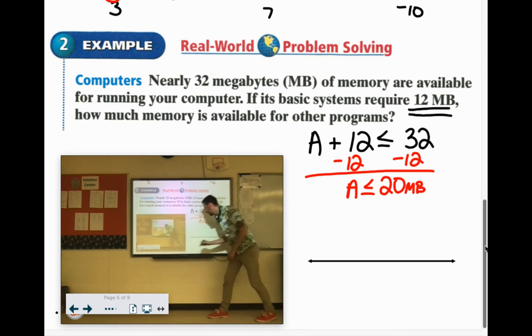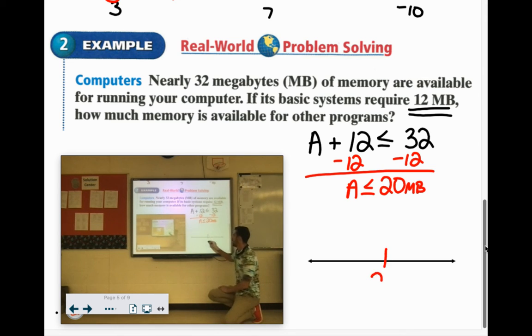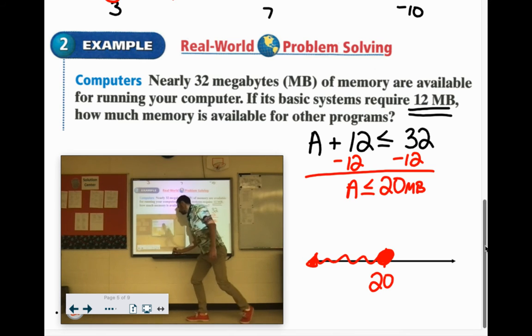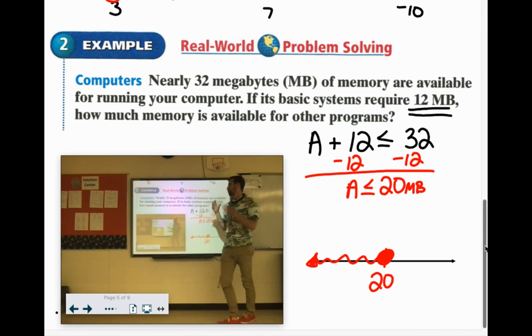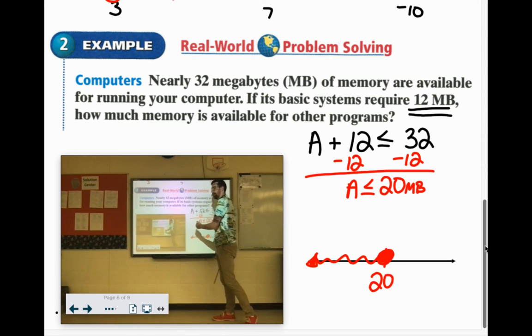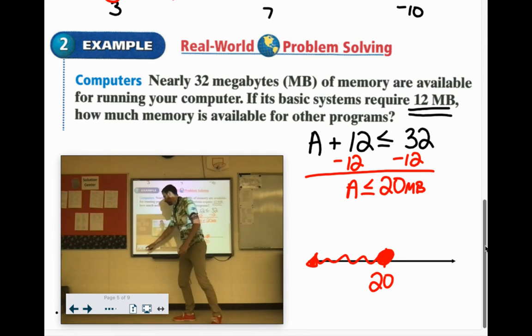So if we were to graph that, 20, ooh, that would be a closed dot. It's got the or equal to, it's part of the solution, and anything less than this. Now, our inequality graph there indicates that it goes on forever to the left, but realistically, this would have an absolute endpoint at 0, right? There's no such thing as negative data. So a number line doesn't work great for this type of problem.